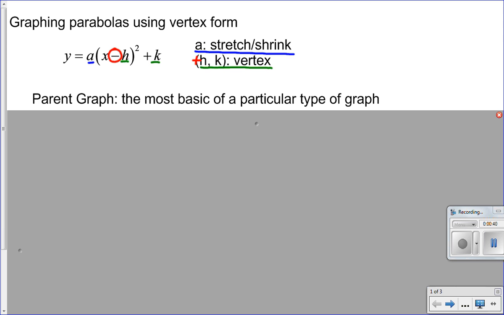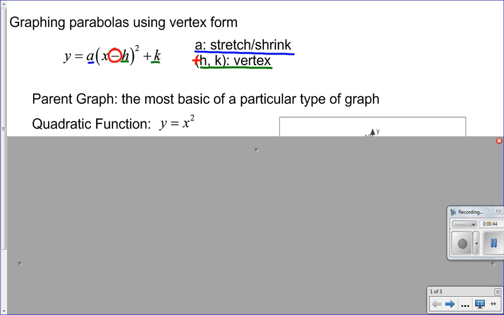A parent graph is the most basic of a particular type of graph. And in our quadratic function, the parent graph will be y equals x squared. Now this is a simplified version of the parent graph.